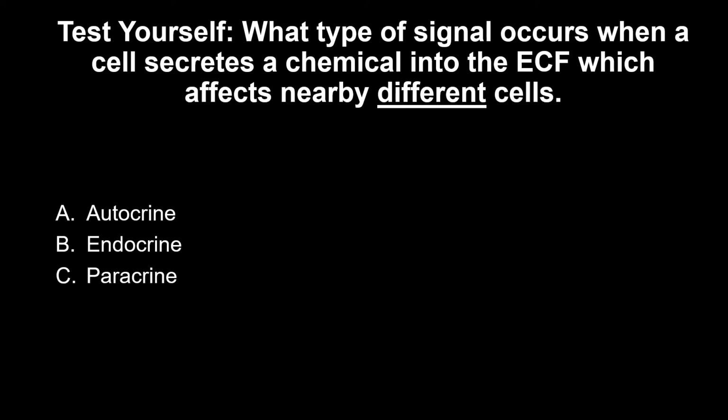Now test yourself. What type of signal is going to occur when a cell secretes a chemical into the extracellular fluid, and then this chemical affects nearby different cells? Is that autocrine, endocrine, or paracrine? That is a paracrine signal. Remember, that is a signal sent out from one cell into the extracellular fluid and affects different nearby cells. If it was endocrine, it would be distant different cells, and autocrine would be the same cell.